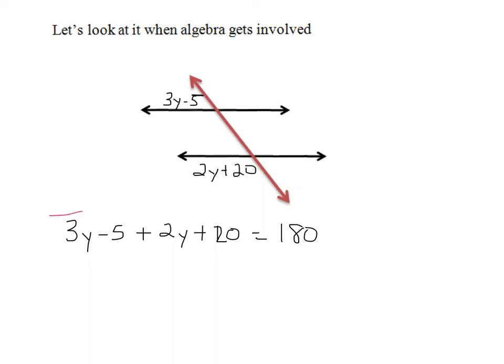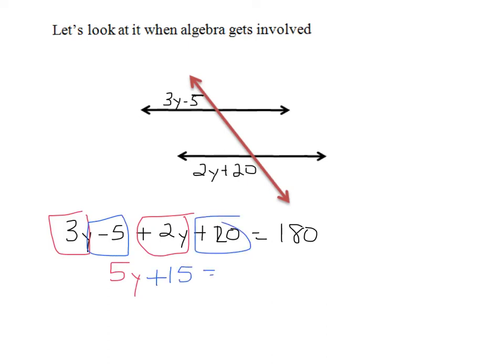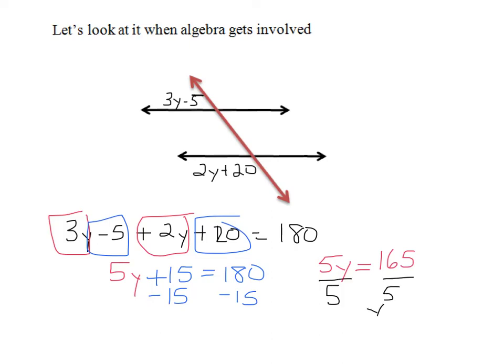Let's combine like terms. 3y plus 2y is 5y. A minus 5 plus 20 is plus 15. And that equals 180. What do I do now? I subtract 15 from both sides. And I get 5y equals 165. Now, I divide by 5. And y equals, if I solve that out, I would get 33.